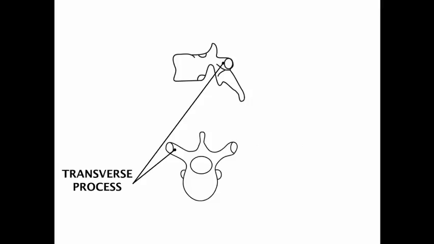The other processes that we see coming from the vertebral arch are the 2 transverse processes, one on the left and one on the right. And like the spinous processes, these are designed primarily for the attachment of muscles and ligaments. But as we'll see later when we look at the different regions, in the thoracic region, they are also there for the articulation of the ribs.